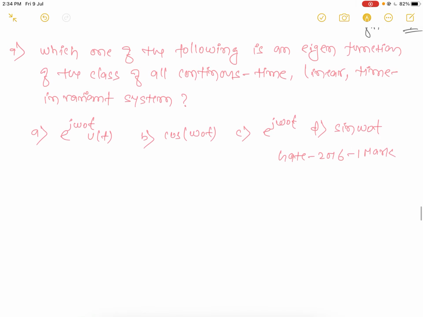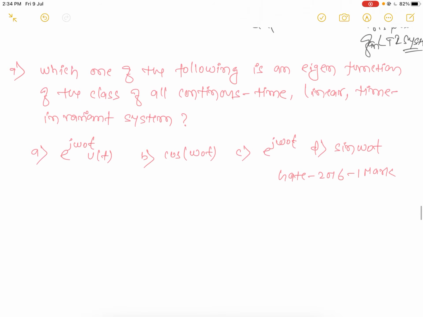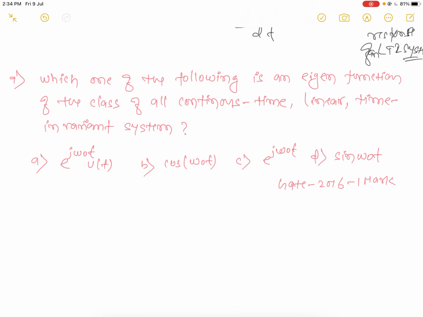Okay, come to the next question, which was asked in GATE 2016 for 1 mark. Which one of the following is an eigenfunction of the class of all continuous time linear time invariant systems? Let's see.